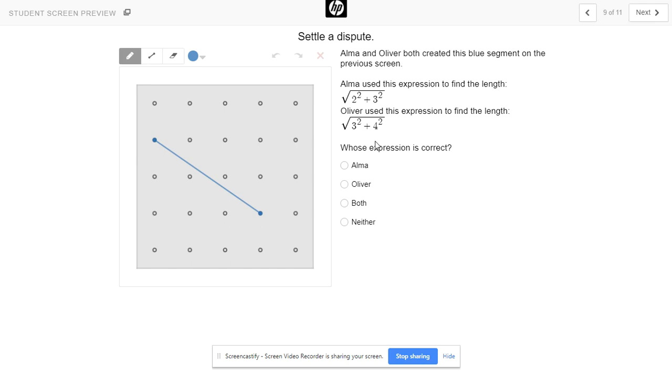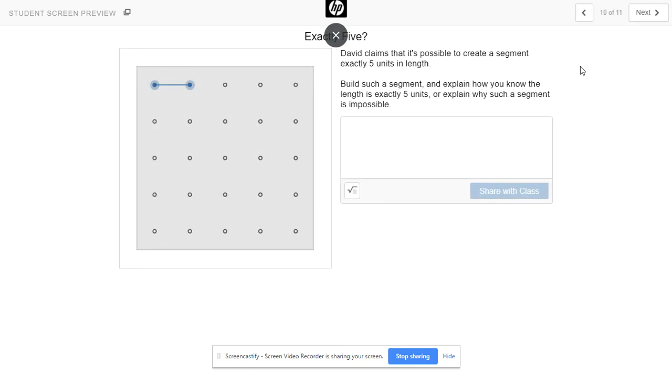Here, just read through this, answer this question. It's pretty straightforward. And then here you're going to create a line segment that's exactly 5 units long. Okay. Now, if you try just to go straight side to side, you'll notice that these boards are only 4 units long, right? 1, 2, 3, 4 units side to side. And if I went up and down, it's going to be the same thing. 1, 2, 3, 4. So you're going to have to try to figure out how to create a slanted line segment that's exactly 5 units.